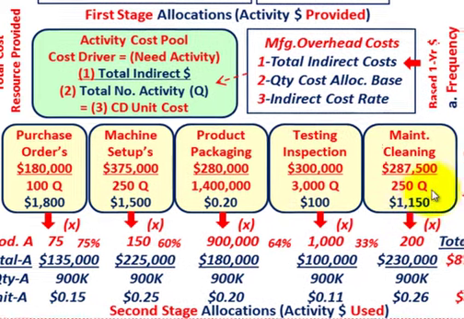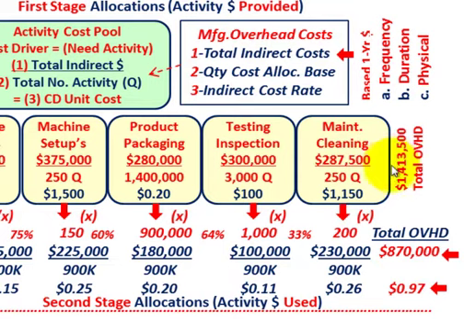$1,150. Okay, so we have our total overhead. Add everything up, and it's $1,413,500 that we're allocating over these five different cost pools.